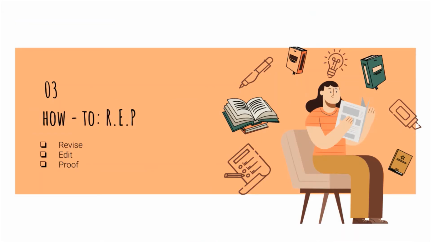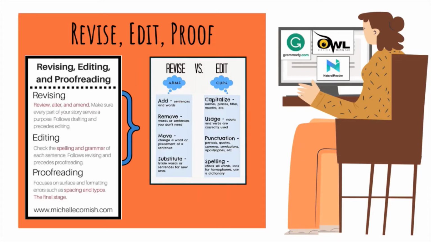Okay, so for the third section, we're going to talk about how to revise, edit, and proof. Revising is just making sure every part of your story serves a purpose. This is where you're basically just going to rearrange, cut or add words, substitute for words.